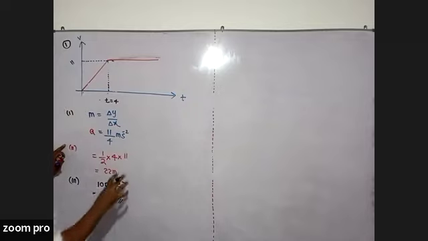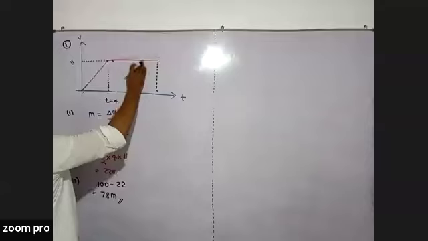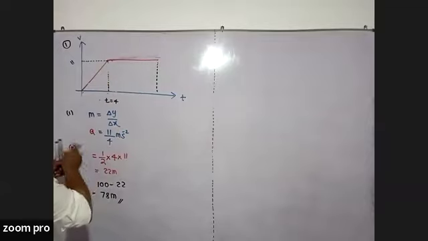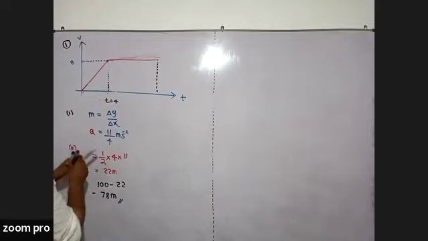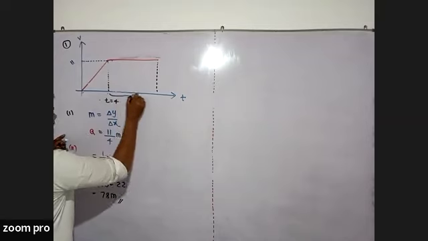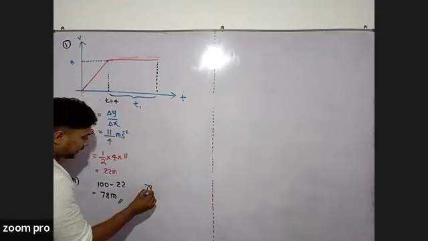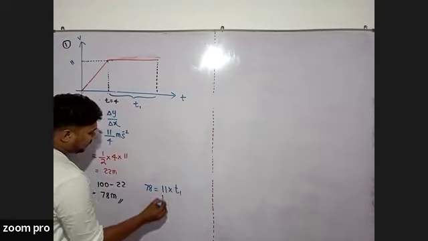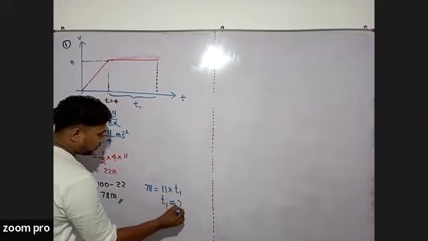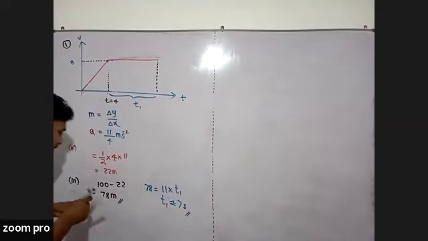So if the person is moving at constant speed, let's assume that the area of this rectangle represents 78, right? Let's assume this time period is t1, then 78 can be obtained by multiplying 11 by t1. Then t1 is approximately equal to 7 seconds, right? But the question is asking about the total time taken by this player.